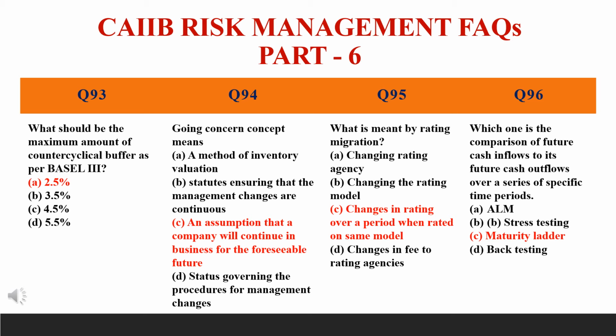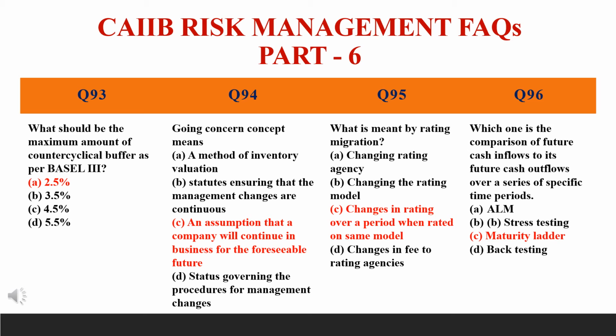Moving on to the last question in this slide: which one is the comparison of future cash inflows to future cash outflows over a series of specific time periods? There are four options given: ALM, asset liquidity management; stress testing; maturity ladder; and the fourth option is back testing. Answer is C, maturity ladder.